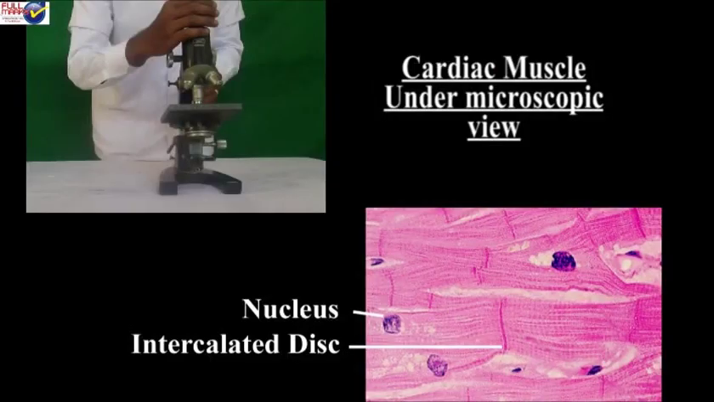Cardiac muscles. Cardiac muscle cells are long, branched, and uninucleate. They show alternate light and dark bands. These are involuntary muscles. They are seen only in the walls of the heart. They are non-tiring muscles and responsible for rhythmic contraction and relaxation of the heart muscles throughout life.